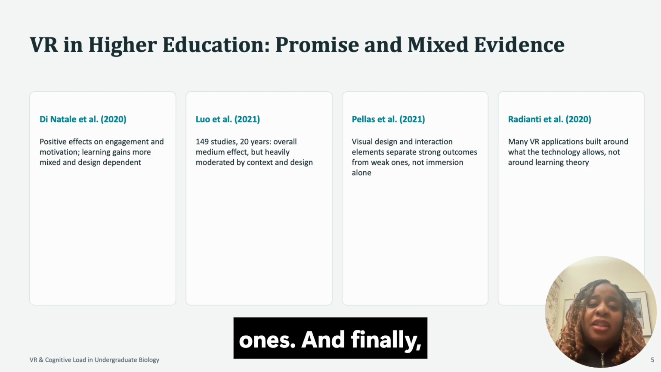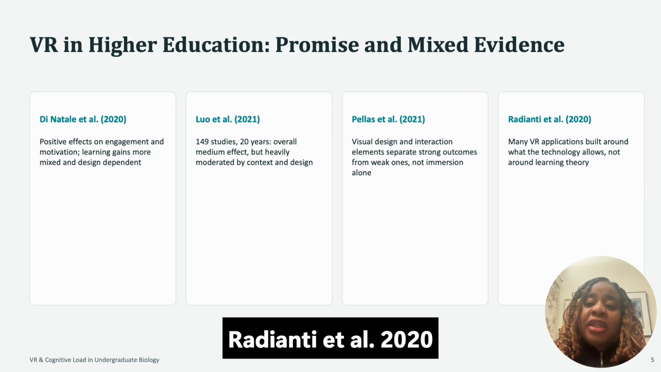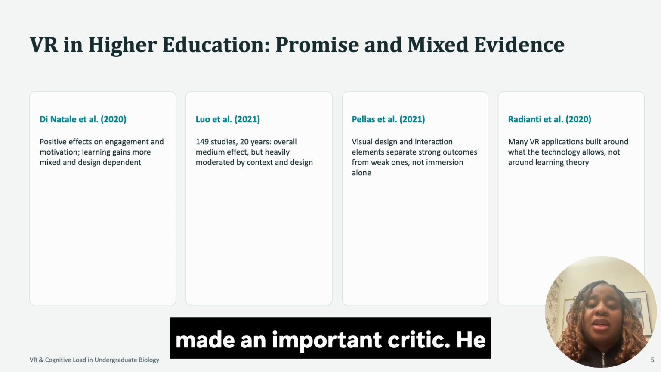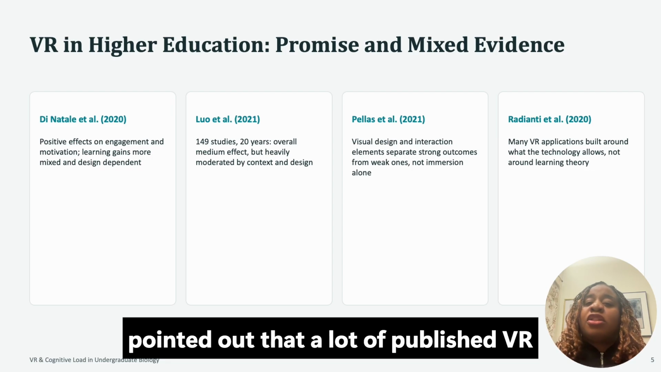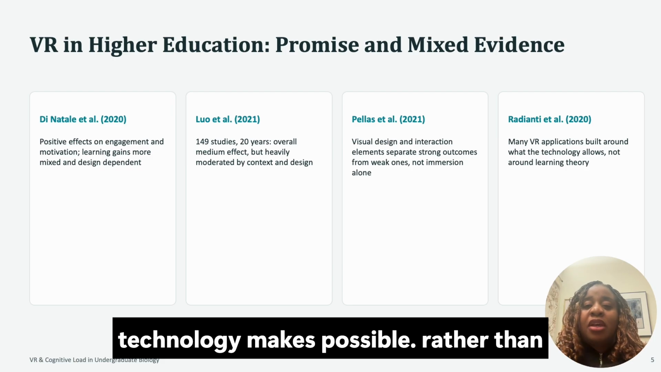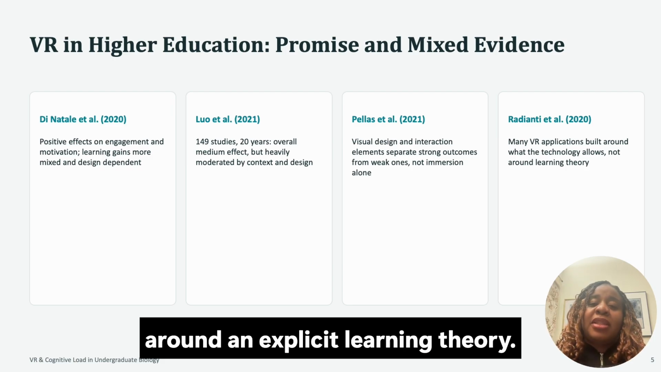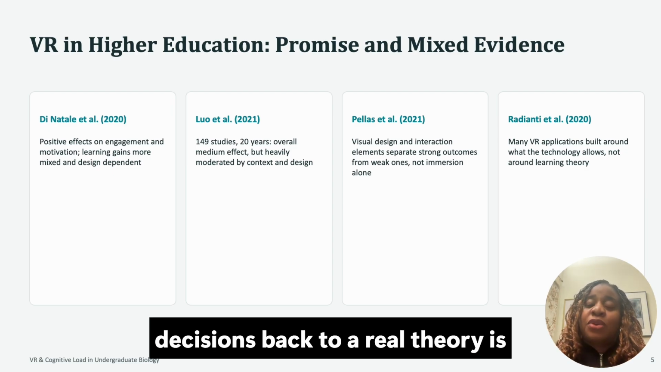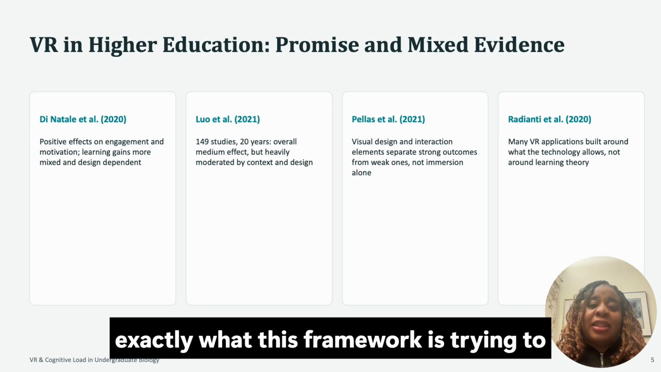And finally, Radianti et al. 2020 made an important critique. They pointed out that a lot of published VR applications are built around what the technology makes possible, rather than around an explicit learning theory. That gap, connecting VR design decisions back to a real theory, is exactly what this framework is trying to address.